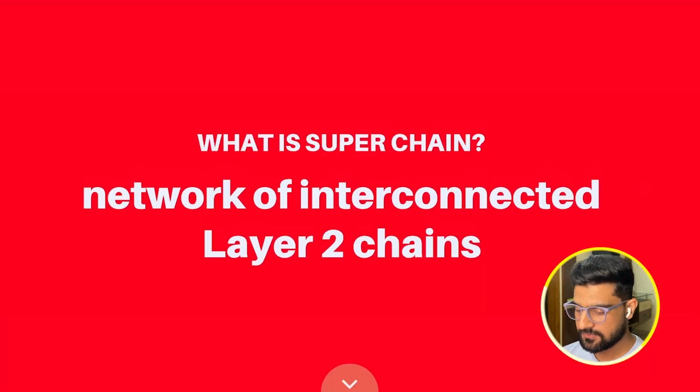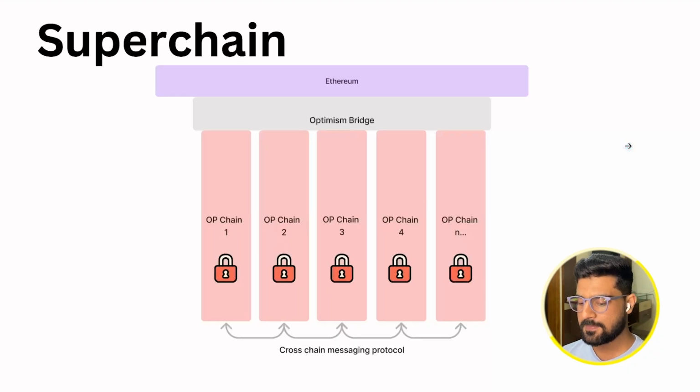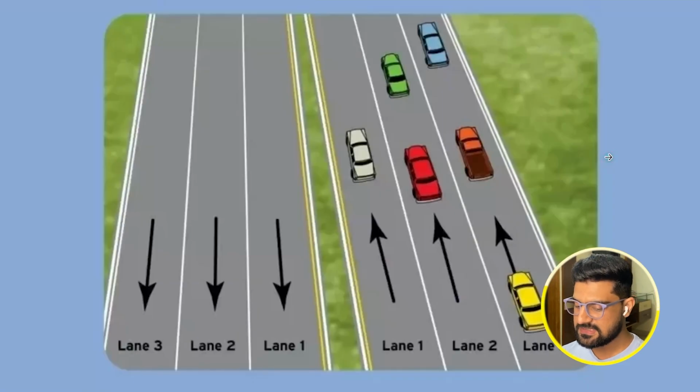Superchain is a network of interconnected layer 2 chains built on the Optimism stack, designed to provide scalability. By running multiple chains in parallel, it can handle a massive amount of transactions. Think of Superchain as a multi-lane highway where each lane represents an individual chain. This setup avoids congestion and ensures fast transactions. Optimistic rollups, the tech behind the Superchain, combine transactions off-chain and submit a single proof of validity to Ethereum.